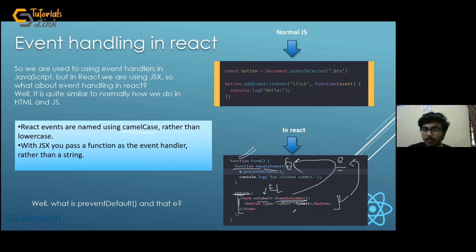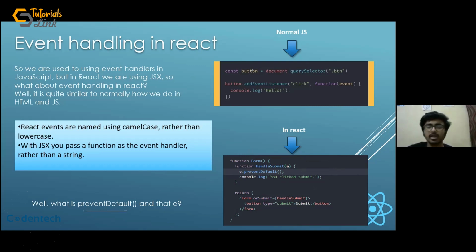So what will happen whenever you click on this form button is that this particular function will get fired, and the console log will show you clicked the submit. Now, what is prevent default?